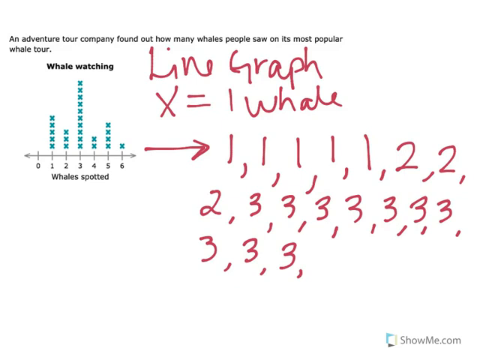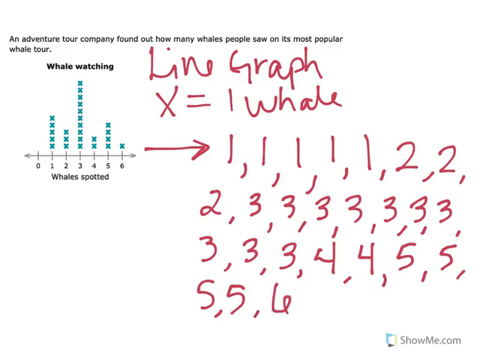I see that there are 2 X's above the number 4, so I need to have 4 listed twice in my data set. I see that there are 4 X's above the 5, so I need to have 5, 5, 5, 5. And then I see that there is 1 X above the 6, so the last piece of data is a 6.